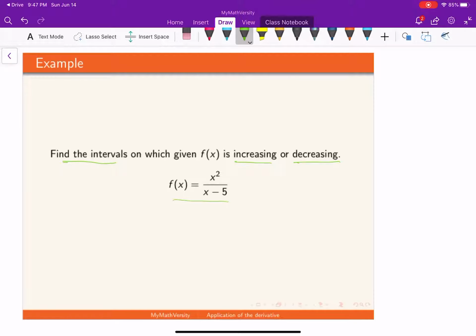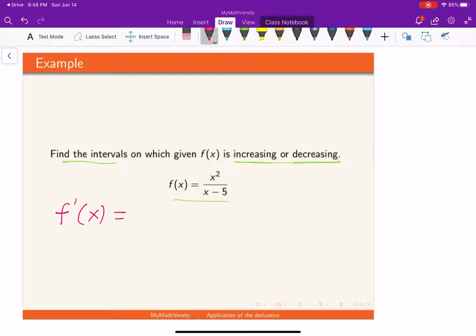So let's try to apply it over here on this problem, to find the intervals on which the function is increasing or decreasing for this given function, which is given in a quotient form as x square over x minus 5. So let's try to do that. If you know the increasing or decreasing test, you might have realized that to use it, we need to find the derivative first. So let's find the derivative of this function with respect to x. So let's find f prime of x.